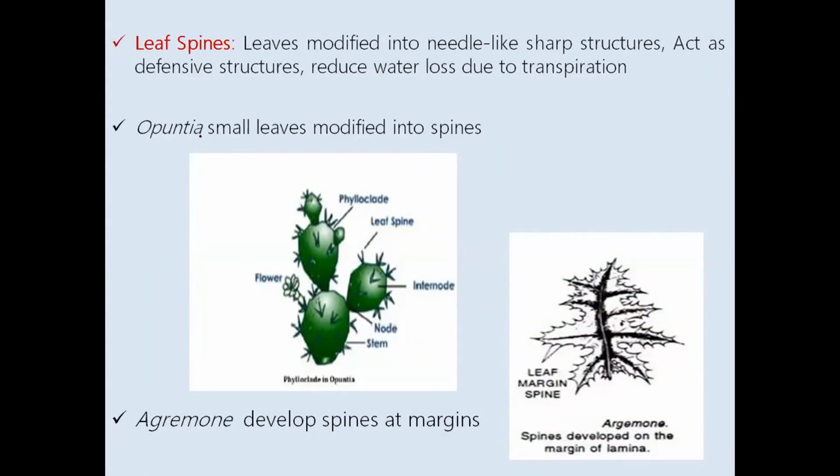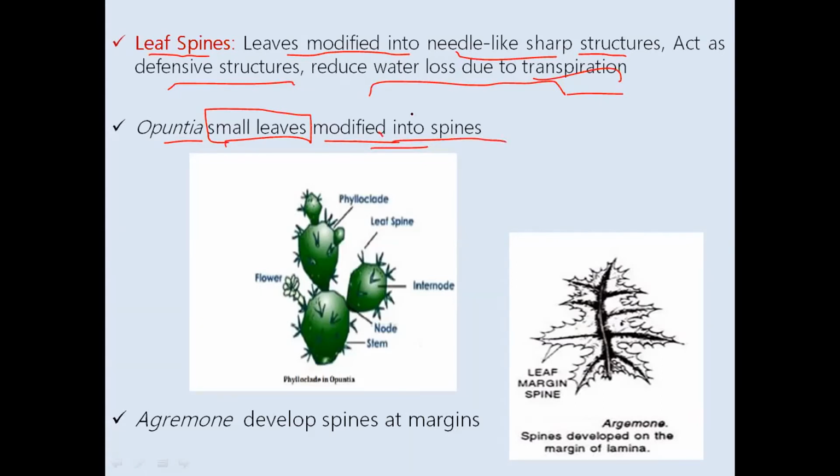Next type of modification is leaf spines. Here leaves are modified into needle-like sharp structures known as spines. They act as a defensive structure, and also reduce water loss due to the transpiration process. For example, in Opuntia, the small leaves present on the modified stem are modified into spines.